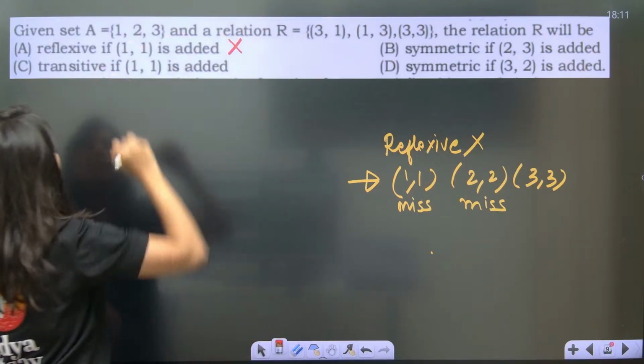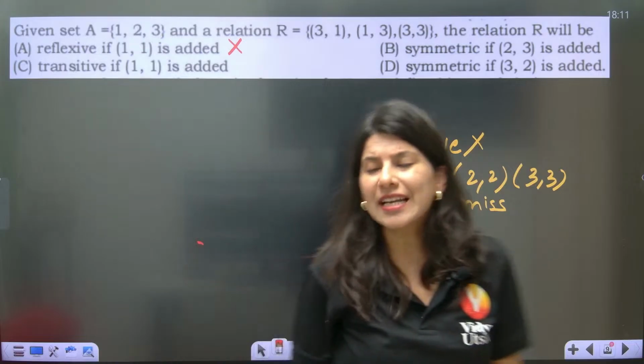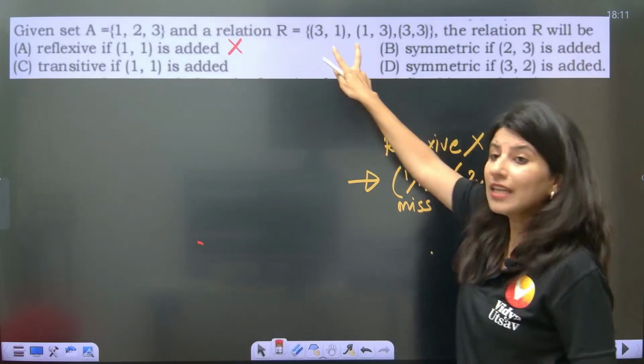So cross. Okay, symmetric. Now let us check whether the relation is symmetric or not. So 3,1 I can see.